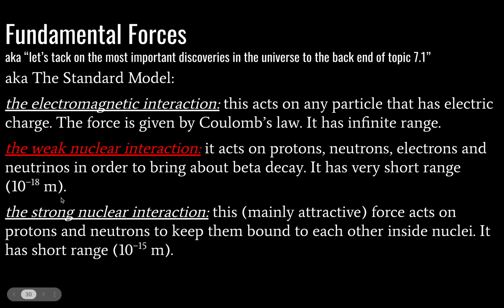Okay, the strong nuclear interaction is a mainly attractive force acting on protons and neutrons to keep them bound to each other inside nuclei. This also has a very short range, 10 to the negative 15 meters. As we know from topic 5, protons are positively charged and should repel from each other. Okay, the reason why they don't is the strong nuclear interaction. They're bound because most nuclei are within this very short range.